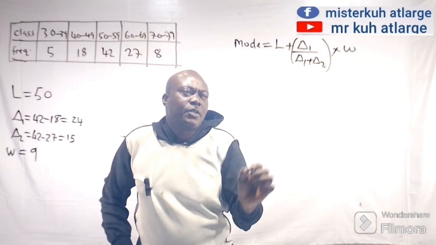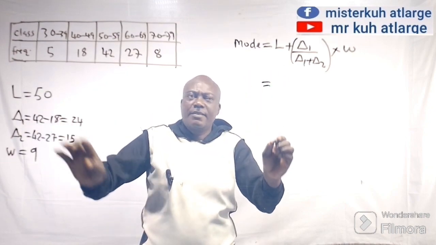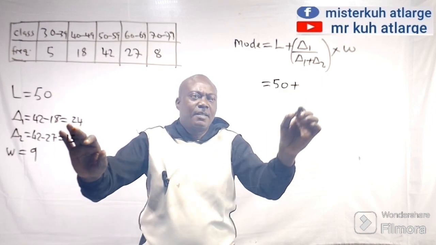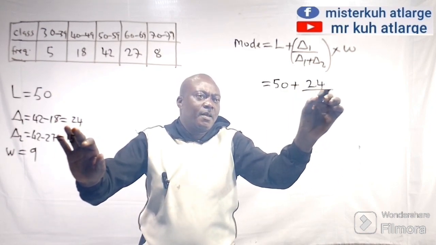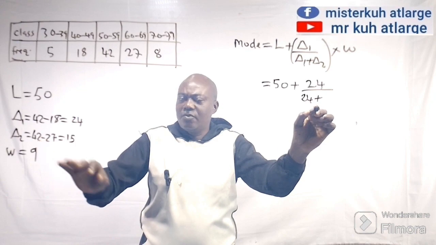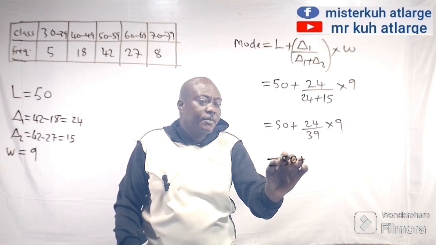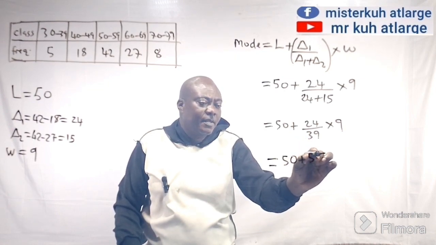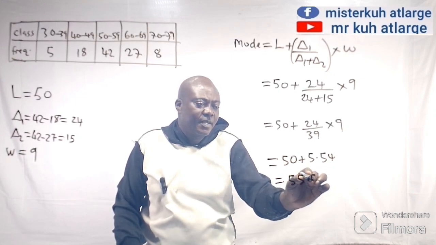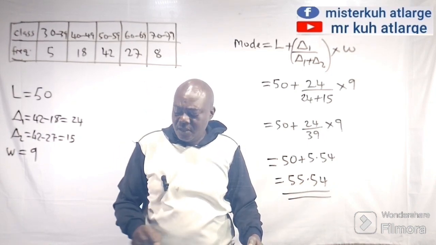Mode equals L plus delta 1 over delta 1 plus delta 2, times W. So now let us impute the values here. Our L here is 50. 50 plus delta 1, which is 24, over delta 1 plus delta 2, which is 15. That means 50 plus 5.54, which will give us 55.54. That is the mode of this distribution.